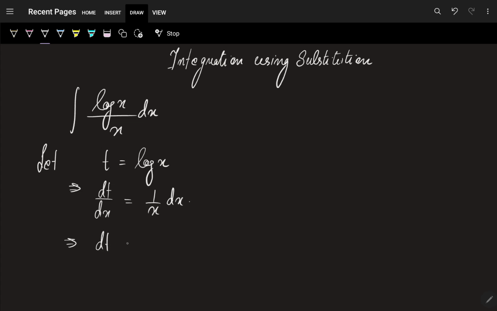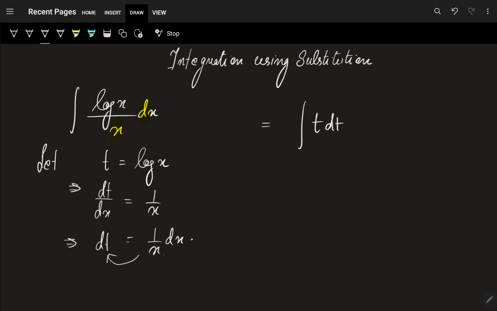Now you just transfer the dx over there, so dt is going to be 1 by x dx, right? If you just see, we have 1 by x dx over here, right? So we can just plug that back in. So my integral will become what now? It will become log x is t and 1 by x dx is dt.